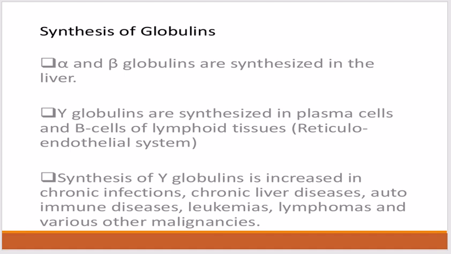Regarding the synthesis of globulins, alpha and beta globulins are synthesized in the liver, and the gamma globulins are synthesized in the plasma cells and B cells of the lymphoid tissues. It is also known as the reticuloendothelial system. The synthesis of gamma globulins is increased in chronic infections, chronic liver diseases, autoimmune diseases, leukemias, lymphomas, and various other malignancies.